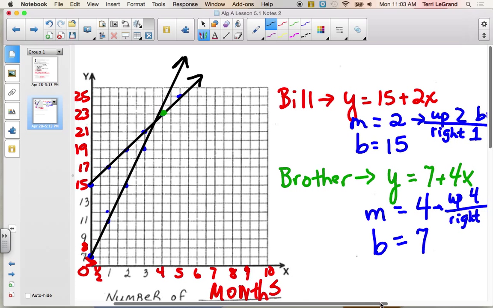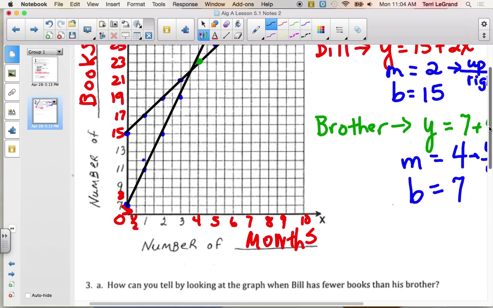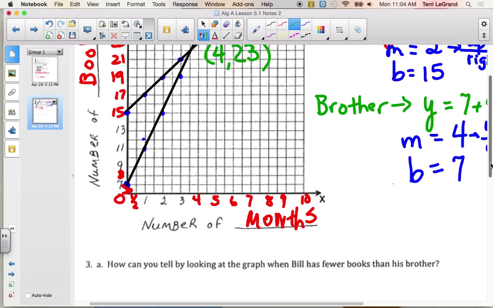Okay? Because what ends up happening on our graph? The lines intersect. And where do they happen to intersect? What's the ordered pair they intersect at? 4, 23. Yeah, they happen to intersect at the ordered pair (4, 23). Isn't that a coincidence?